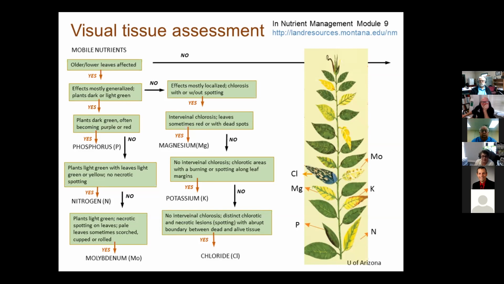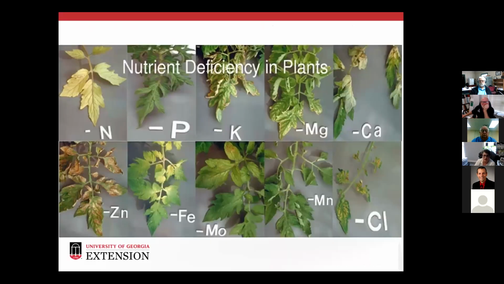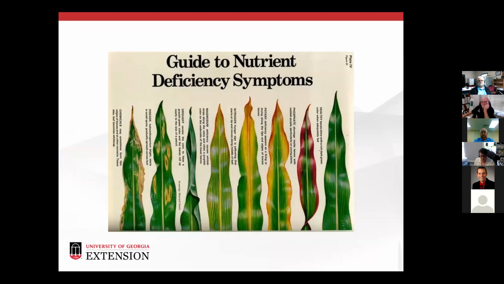And just to give you an idea of what some of these nutrient issues look like, these are all tomato plants with different deficiency issues, everything from not enough nitrogen to not enough zinc, not enough iron. The nitrogen and the iron, for example, can all lead to yellowing, but the yellowing differs just a bit. And this is a similar image for what nutrient deficiencies in corn would look like.